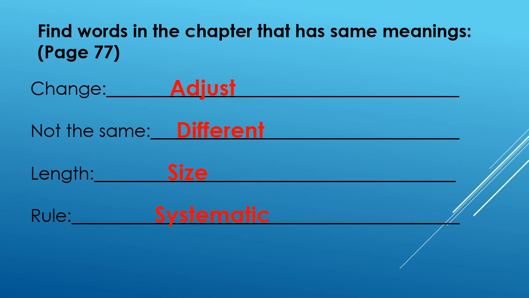The next word is not the same. Different is the word that has been used in the chapter, so you will write different in the space provided to you. For length, you will write the word size, then for rule, you will write systematic. Systematic is the word that has been used in the chapter to describe rules. You will complete page number 77 accordingly.